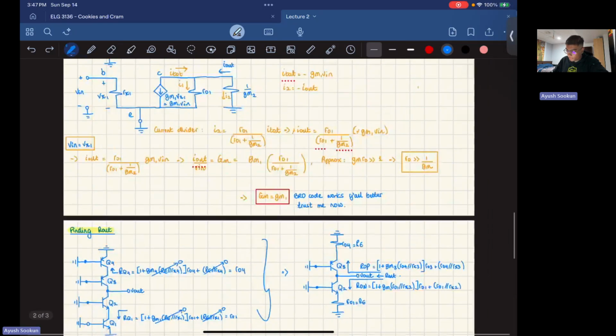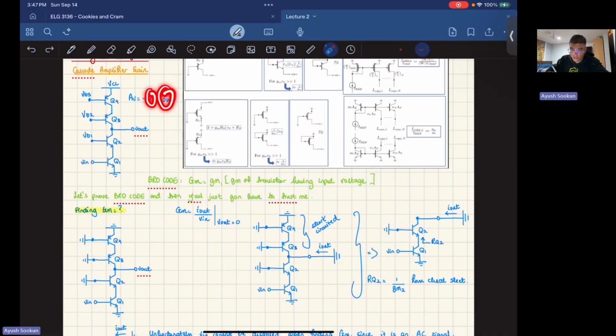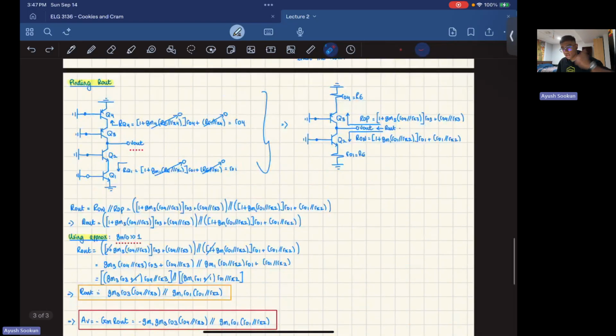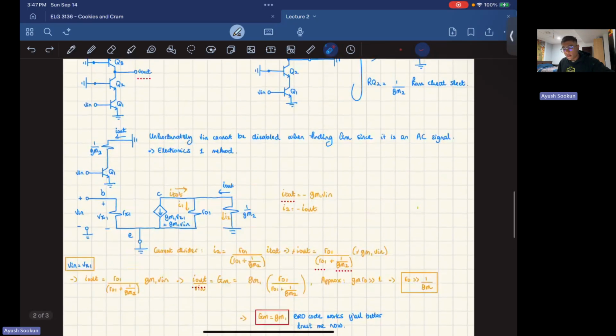Next up. So we found GM. That's half of our work done here because our equation says we need GM and we need R out. GM is good. Now we need to find R out. How do we find R out? Watch lecture 1. Actually, I'm joking. I'll do it right now. It's good review.